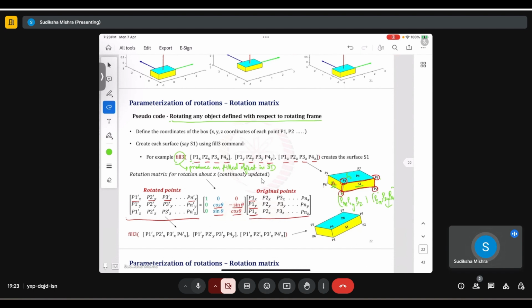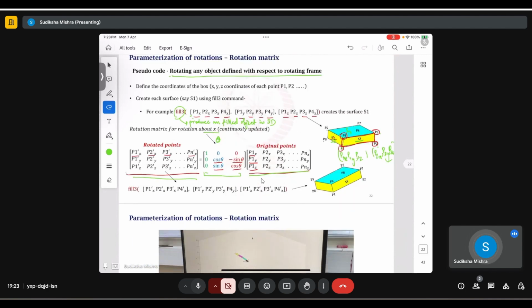Now if this was to be rotated about x at some angle theta, and theta changes continuously, then to know the new rotated points you multiply the rotation matrix with the original points, and as the theta changes, this multiplication changes, and then you can produce a new solid figure using the fill3 command again.